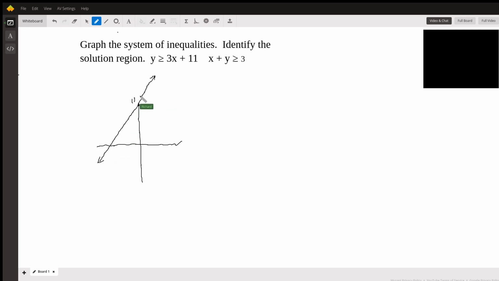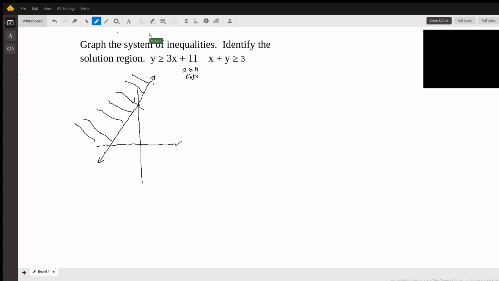And then we have to shade it, and we'll either shade it above the line or below the line. So what I like to do is I use the origin as a test point, and you're going to get 0 greater than or equal to 11, which is false. Therefore, we're going to shade it above the line here. So our solution region will lie above this line.